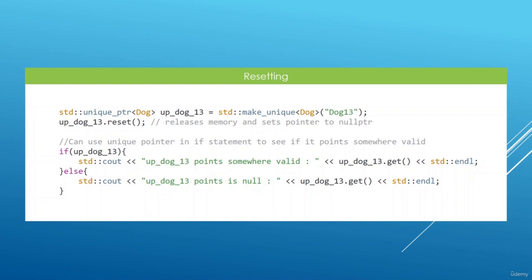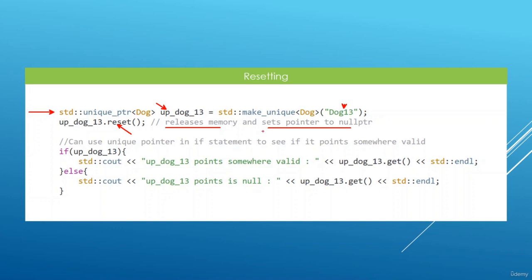Another thing you should know is that we have the option to reset our unique pointers. For example, we can have a unique pointer here. If we call reset, this is going to do two things. This is going to release the memory, and it's going to set the pointer to null pointer. And from this point on, this unique pointer is no longer going to be managing this memory here.